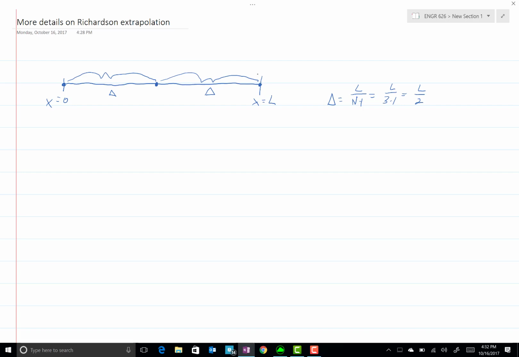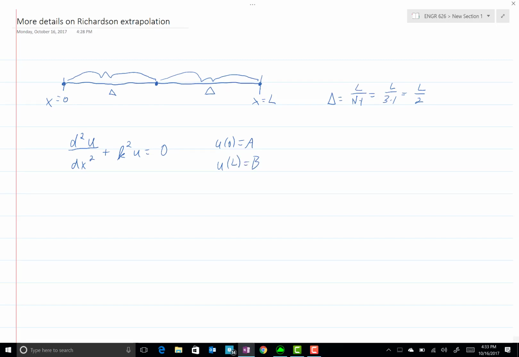Now, the equation that we are looking at in this project is the following. We have d squared u dx squared plus k squared u is equal to 0. This is a second order differential equation, so we need 2 boundary conditions. The 2 boundary conditions we've been using are u of 0 is equal to a, and u of L is equal to b.